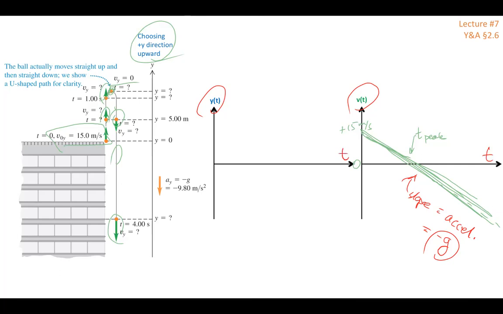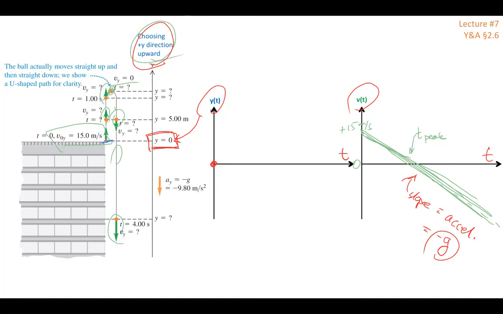How about the position versus time graph? Well, if we're going to actually graph position, then we have to define an origin somewhere. And fortunately, they've done that for us. They've defined the origin exactly at the start, at the launch point. So let's call the top of the building y equals 0, which means positions above the top of the building, because we've chosen the y direction to be upward, are going to be positive, and positions below the edge of the building are going to be negative.